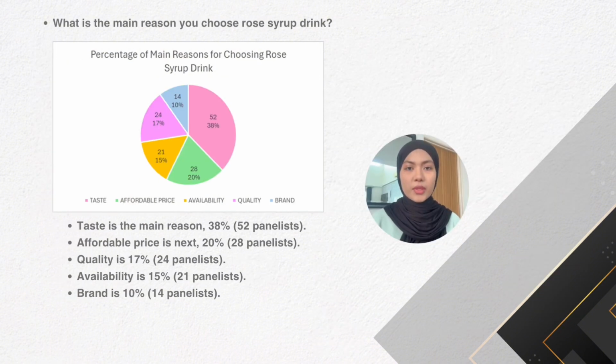When asked about the main reason for choosing rose syrup drink, taste was the most important factor for the panelists. Other reasons include affordable price, quality, availability, and brand. This clearly shows that taste and sweetness play a major role in consumer choice.